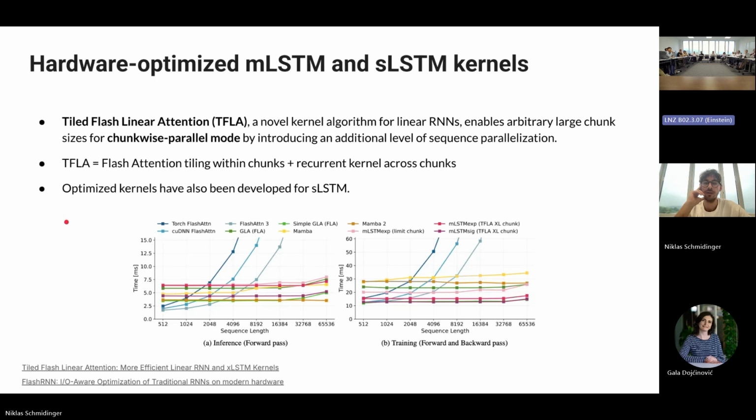And with linear attention, you also have efficient kernels that implement this chunkwise parallel mode. There was a paper published from our institute, tiled flash linear attention, that really is a novel kernel algorithm that combines ideas from flash attention. Basically you apply flash attention within the chunks, and then you have some recurrent kernels across those chunks. If you're interested in kernel development, this is very interesting to look into, and the kernels are also on GitHub. Also for the xLSTM, where we have a real recurrence, there was a paper from the institute called FlashRNN, on how to optimize these RNN kernels as well.